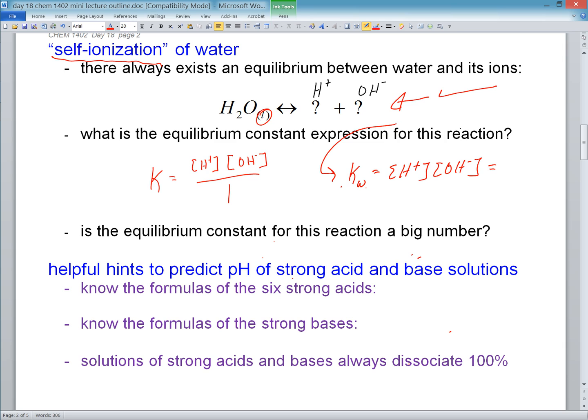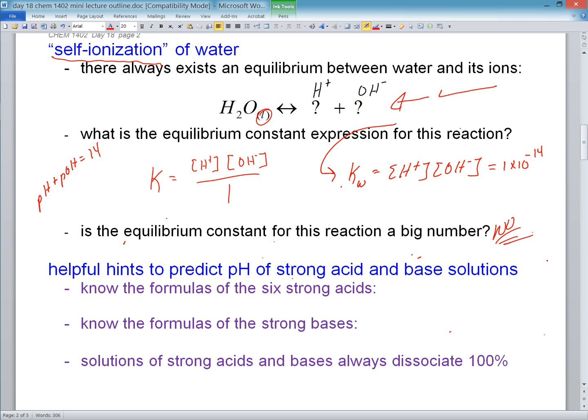And that number is 1 times 10 to the negative... Does anybody know? Who's had lab? We had pH plus pOH in lab was equal to what number? 14. It was equal to 14. That's where this is coming from. KW is really just 1 times 10 to the negative 14. So is it a big number? Definitely not. It's extremely small. A millionth of a billion almost.